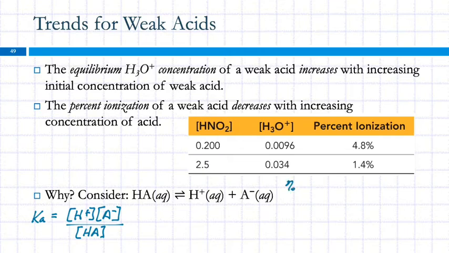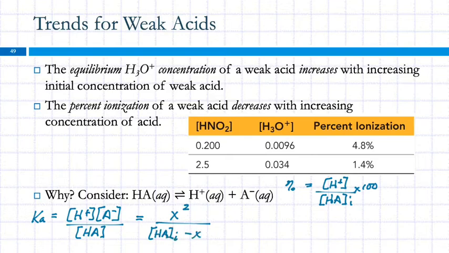So the percent ionization is equal to the hydrogen ion concentration over the initial acid concentration times 100. When we did the ICE tables, we ended up with the hydrogen ion concentration being X, so our equilibrium constant would end up with H and A minus both being X, and down here the equilibrium concentration is the initial acid concentration minus X. So this is equal to a constant. If we assume that X is small, then we can say that the initial concentration of the acid is equal to x squared divided by Ka.